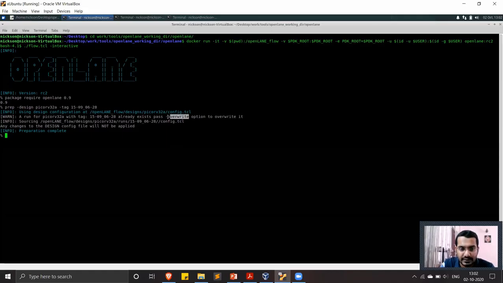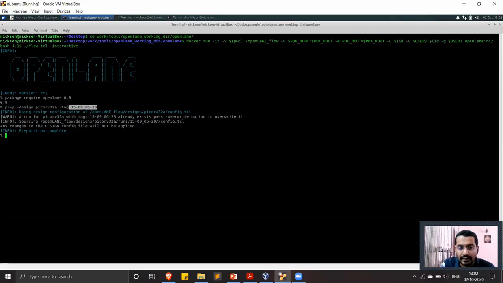So if you see here, there is the hyphen overwrite option. So in that case, prep minus design, the design name, minus tag, the name of the folder, and hyphen overwrite. So that will actually pick the new configuration values which are written in the config.tcl. In this case, I have not included any new configurations.